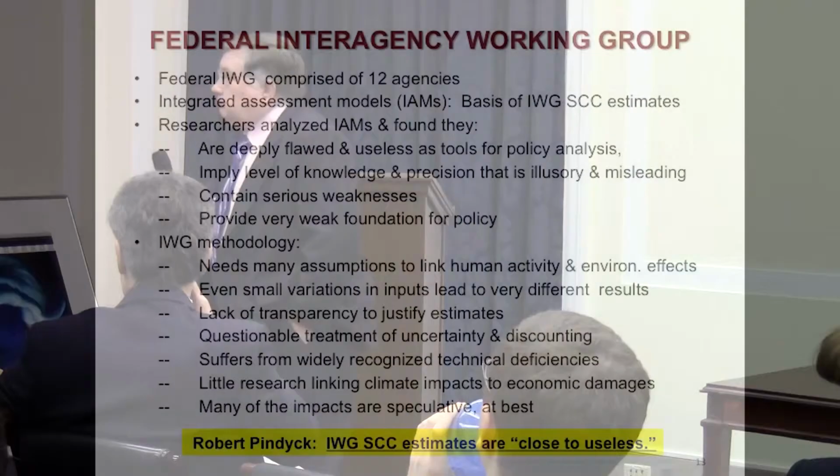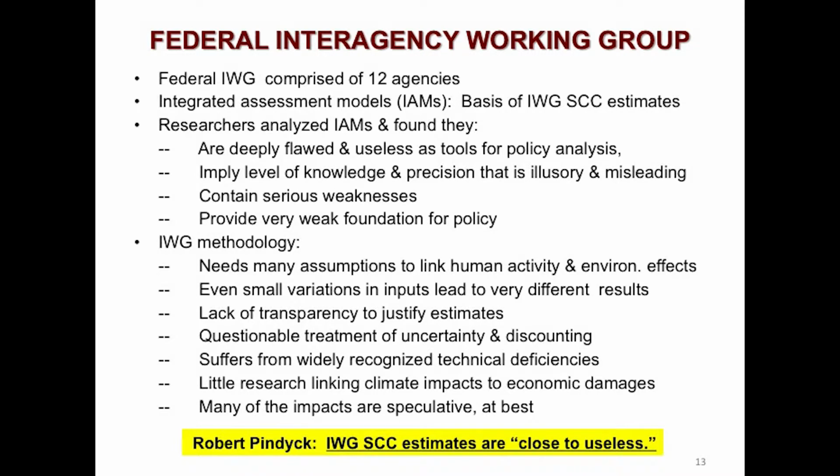Next slide, please. All right, this is the Federal Interagency Working Group. I won't say much here. They produce these estimates of social cost of carbon. As Dr. Michaels explained, they're deeply flawed. They imply knowledge and precision that are not there. Serious weaknesses. The methodology employs these integrated assessment models, many assumptions that link human activity and environmental effects, and even small variations produce different results, et cetera, and so forth. The bottom line, again, according to distinguished economist Robert Pindyck, is that the IWG SCC estimates are, for policy purposes, essentially useless. I won't have anything much more to say about the SCC estimates, except that in our work, we accepted those as they were. There are serious problems with them. We just accepted those, both the current and their forecasts out to the year 2050. Next slide, please.